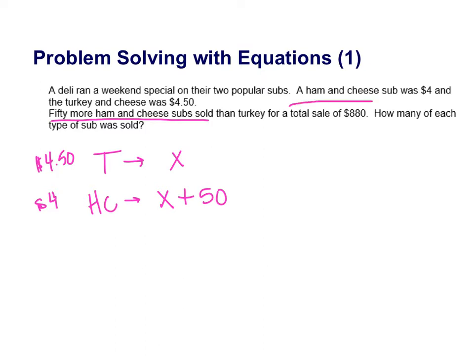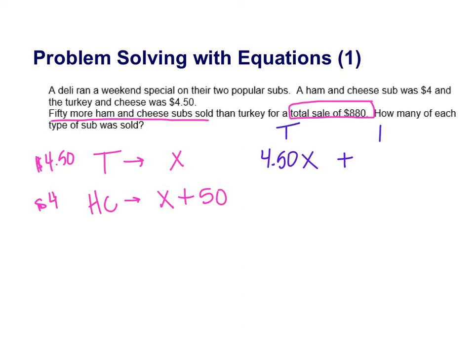We have a total sale of $880, so we want everything in terms of dollars. How many of each type was sold? So what's happening is we have X turkey subs, but those sold for $4.50 each. So I'm going to multiply $4.50 times every turkey sub that was sold. Because the total sale was $880, I'm going to add in, so there's our turkey.